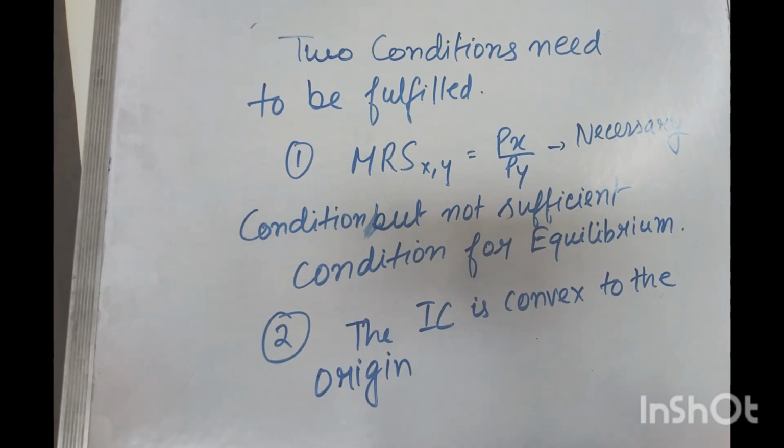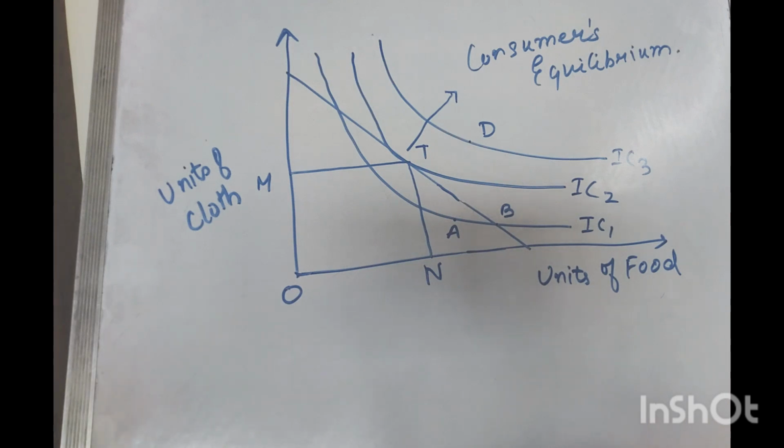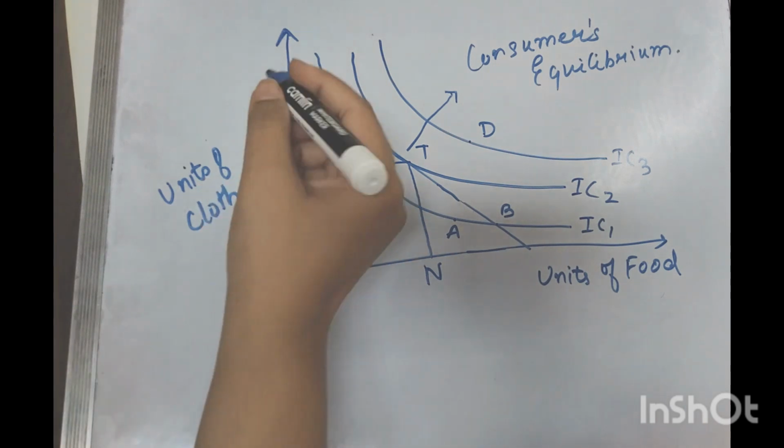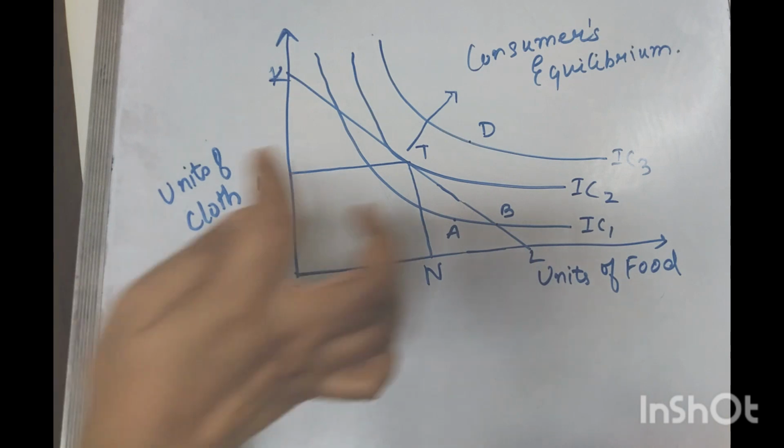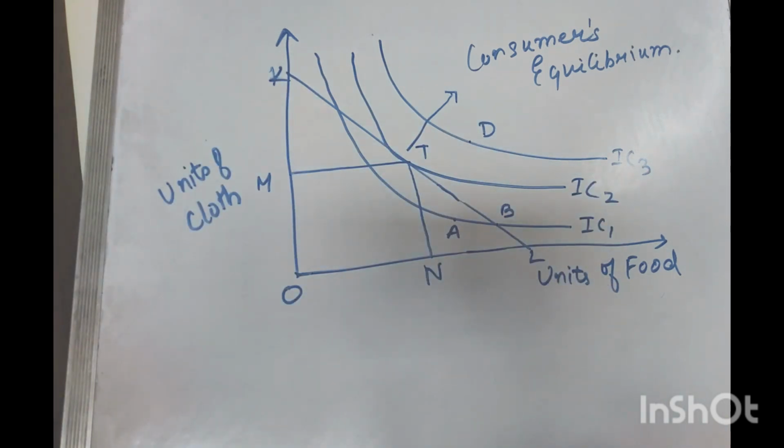Okay, now let us draw the diagram. Look at this diagram. We have drawn the budget line, which is indicated by KL. And we have drawn an indifference map with three indifference curves, IC1, IC2 and IC3. We can see that IC2 is tangent to the budget line at point T. One indifference curve lies outside the budget line, and IC1 lies inside the budget line.